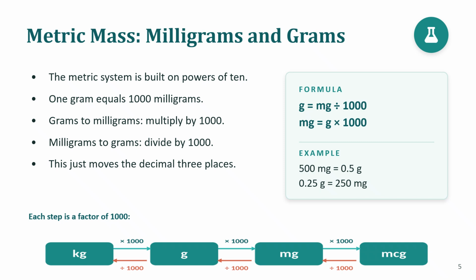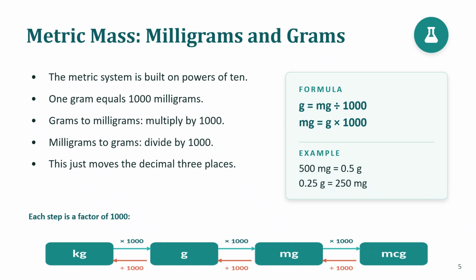Now let's move within the metric system, specifically milligrams and grams. The metric system is built on powers of 10, which makes it easy to use once you see the pattern. The key relationship here is that 1 gram equals 1,000 milligrams. So to convert grams to milligrams, multiply by 1,000. To convert milligrams to grams, divide by 1,000.